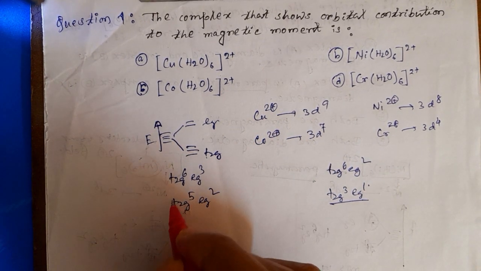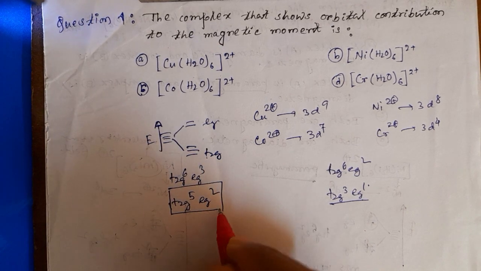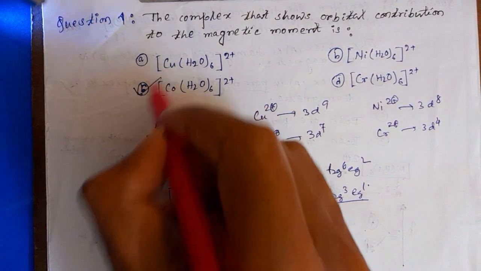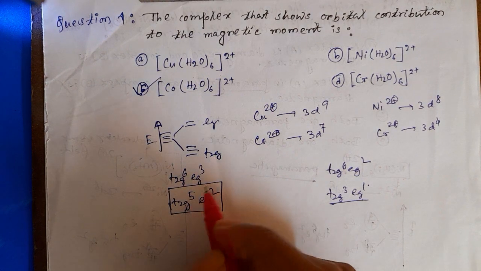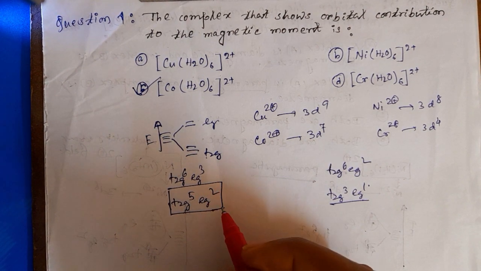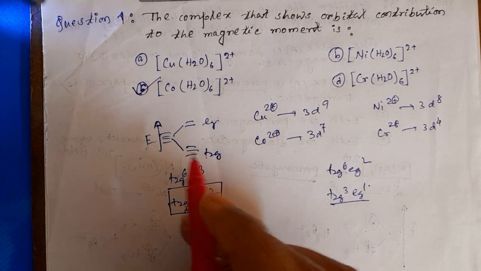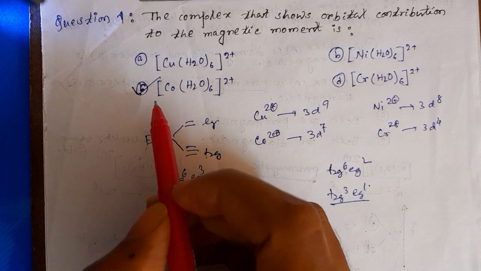Now the right option for this question is option C, because this particular complex shows orbital contribution to the magnetic moment via spin orbit coupling. Okay, so the right answer to this question is option B.